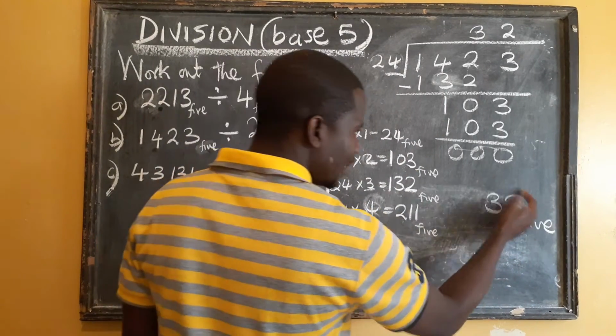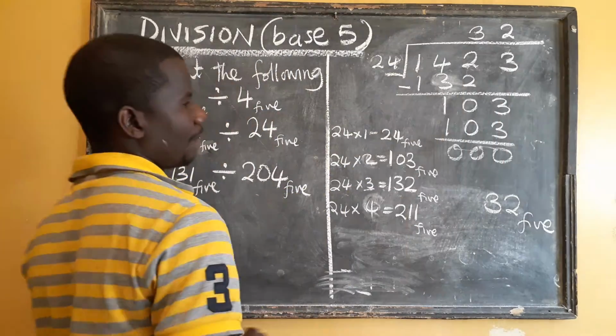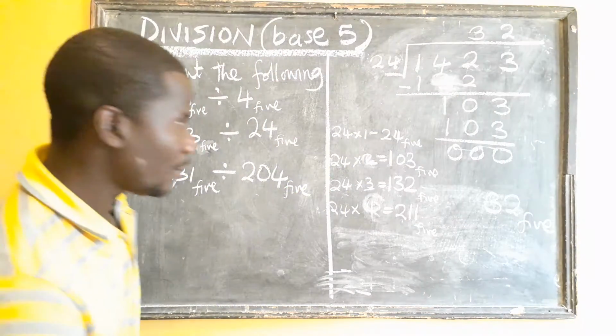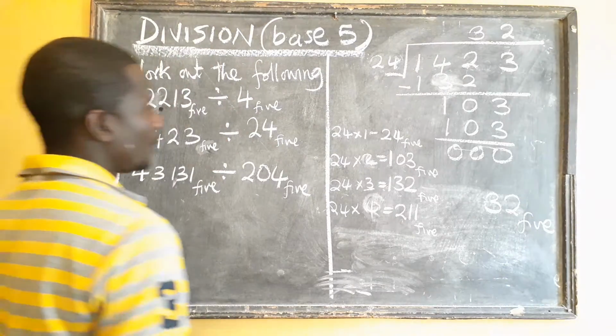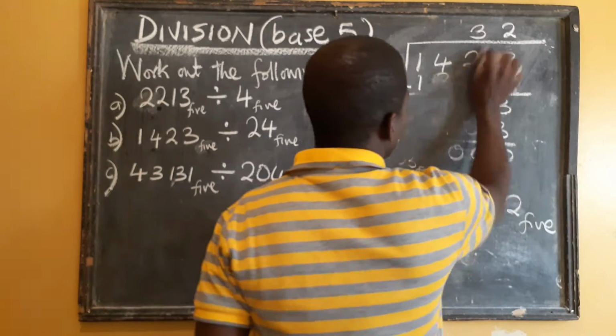If you multiplied this one by this one, you should be able to get what is there. Are we together? You should be able to get what is in the brackets. So let's do the last one.